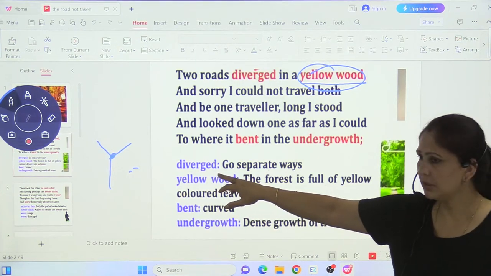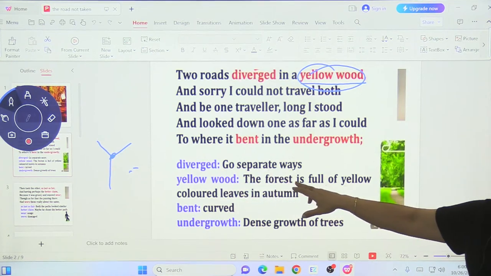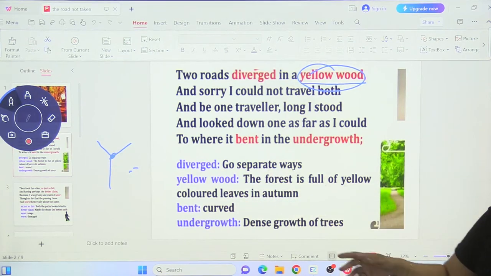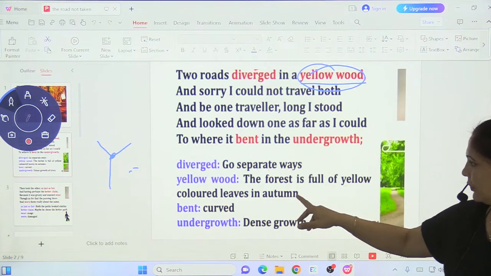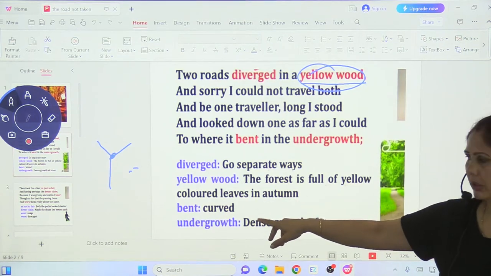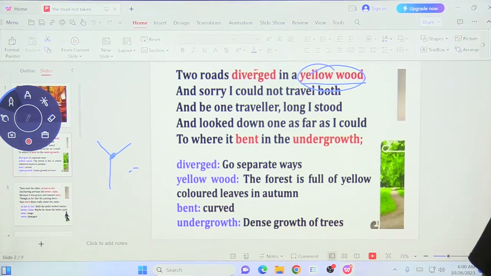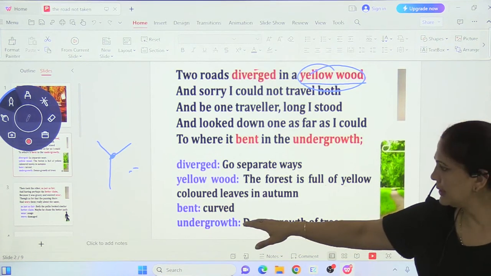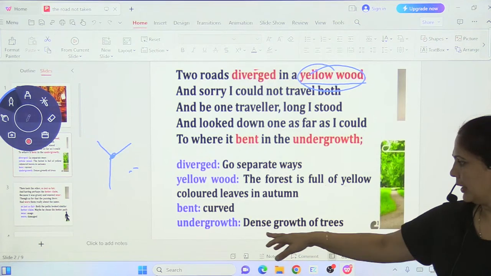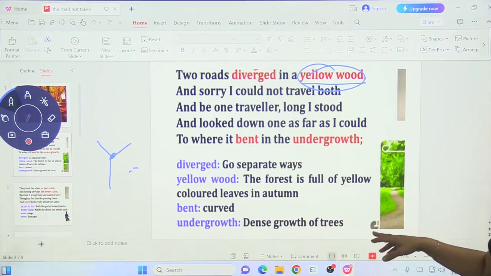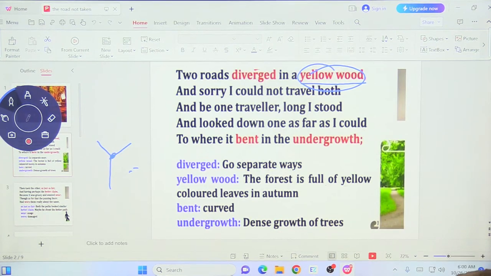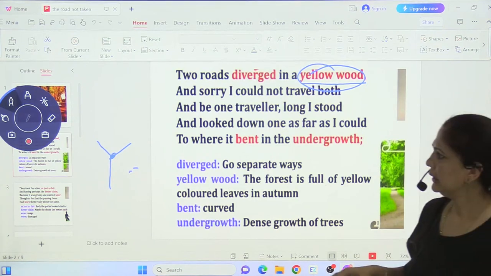Meaning of divergence: to go separate ways, divided or forked. Yellow is referring to the forest which is full of yellow colored leaves in autumn. Because of the autumn season, the forest is dried up. Bent means curved. Undergrowth means dense growth of the trees. So both the roads, he found, have dense growth of trees. Let's proceed.